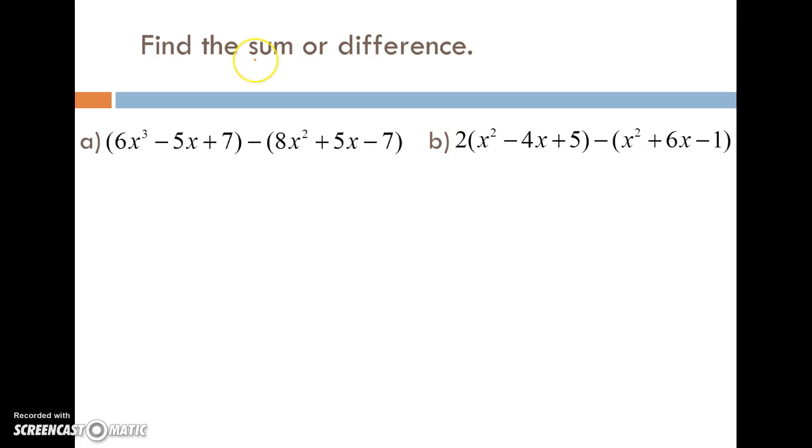All right, so here's what I would love for you to do right now, is try these two. It says find the sum or difference, but they're both subtraction because it kind of ends up being the same thing. So I want you to try A and B, given what we just did. Press pause and do that. And then I'm just going to have my answer up here for you to check in a minute.